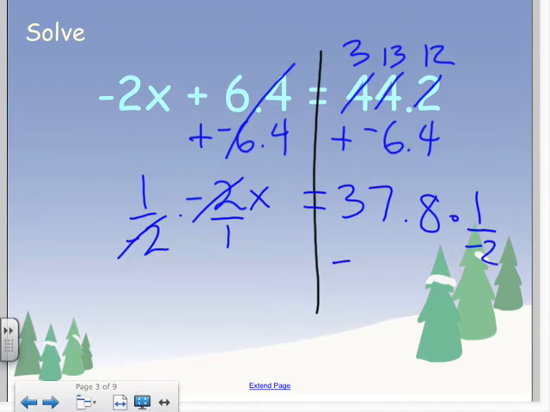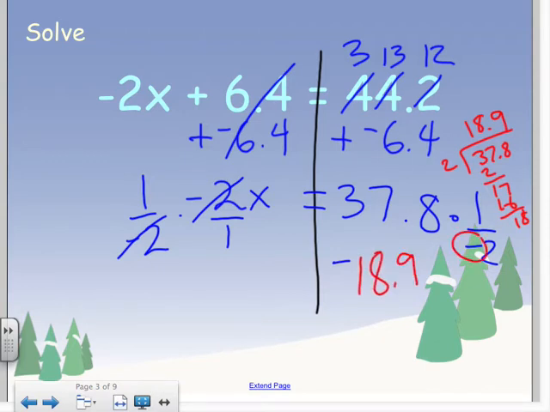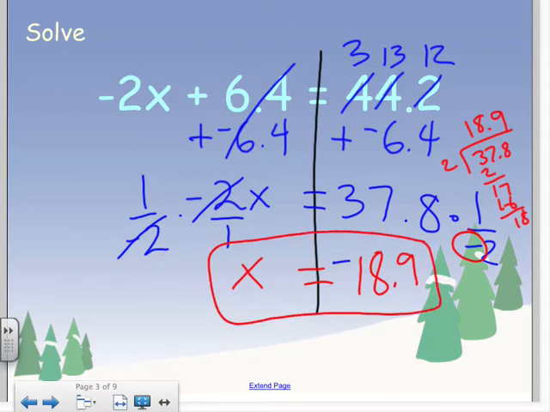So it ends up being negative. Do the math out on the side. So 37.8 divided by 2 is 18.9. So 18.9, but it's negative because that 2, the negative, made it negative. So -18.9.